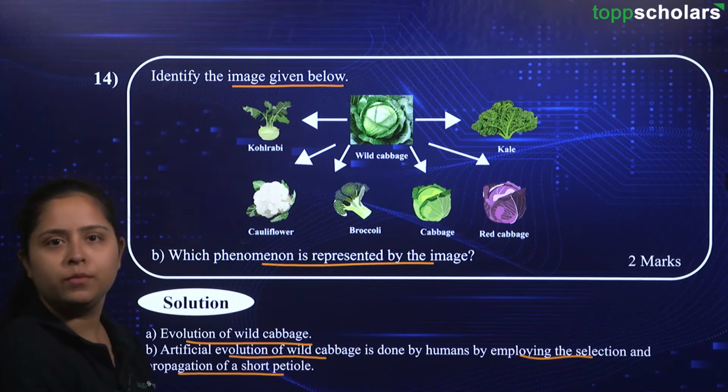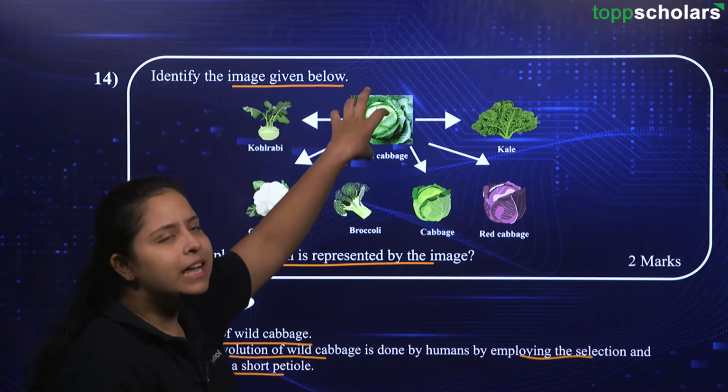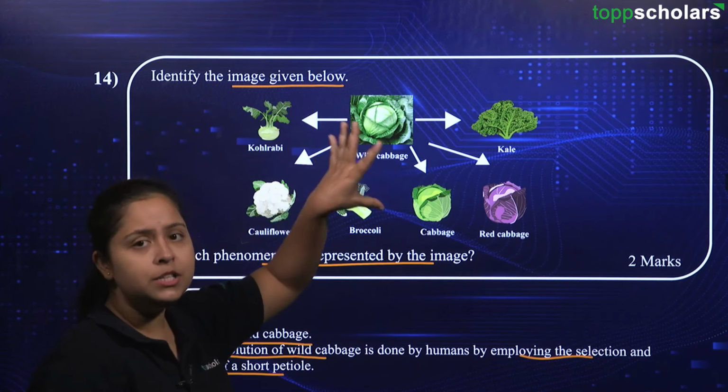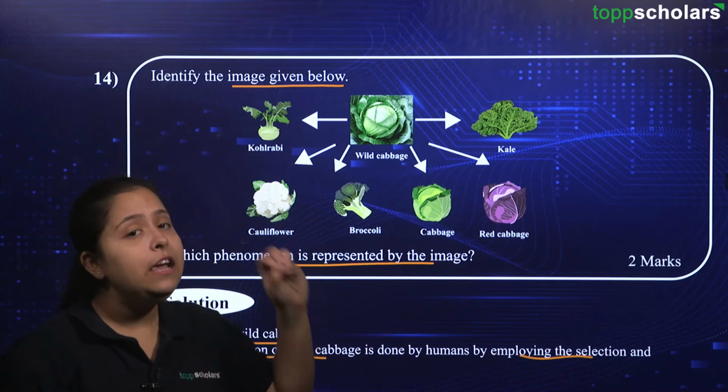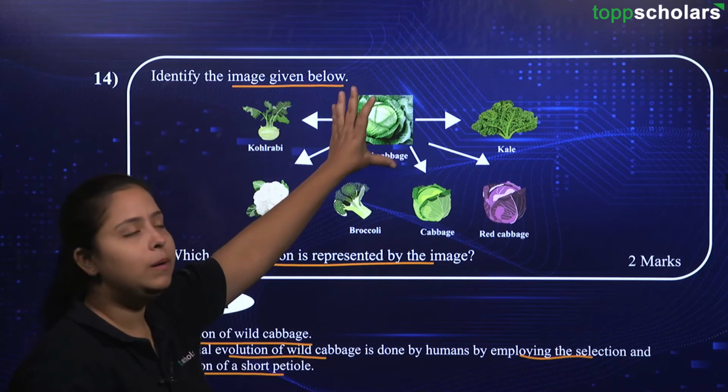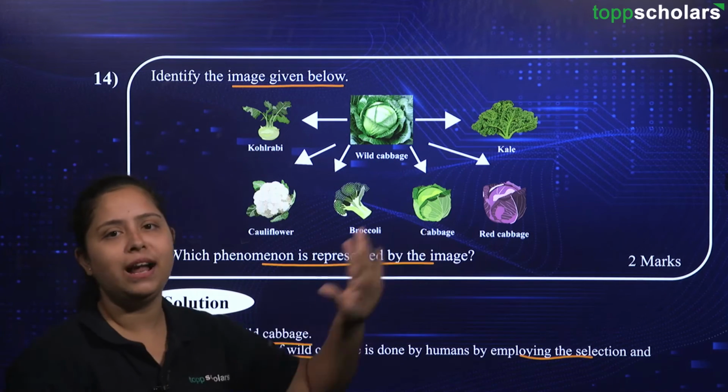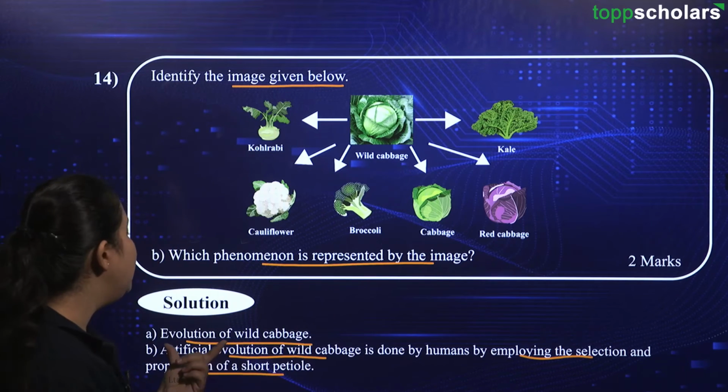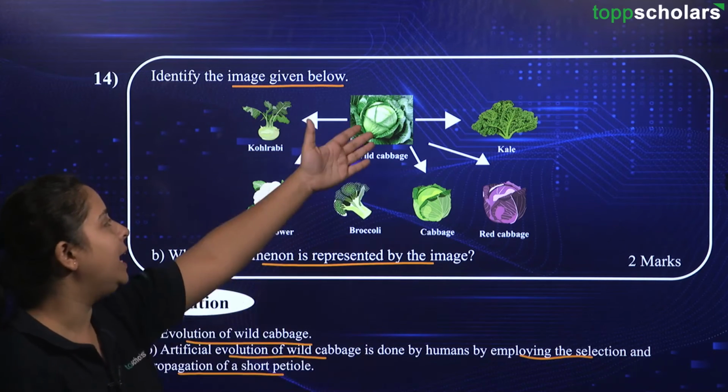So basically we are making some changes in this wild cabbage and we are purposely evolving that particular plant to give us different kinds of plants. So the concept is of artificial evolution of wild cabbage.